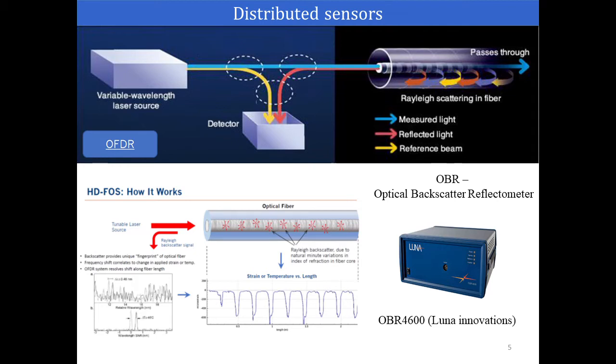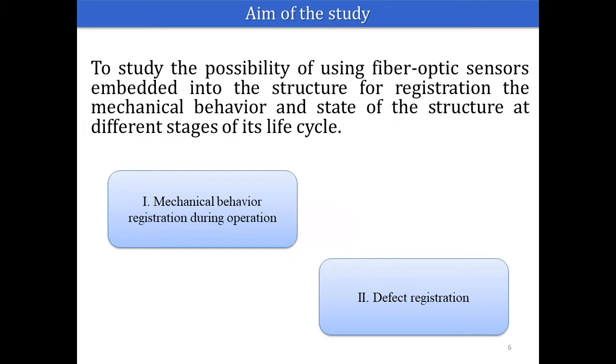The incident light wave is a quasi-continuous wave whose frequency varies linearly with time. The Fourier transform of the backscattered signal corresponds to a temporal trace of the intensity of the backscattering. In this work, an optical backscatter reflectometer by Luna Innovations was used to carry out distributed measurements. The report will be divided into two parts. Firstly, the mechanical behavior registration during operation will be taken into account, and secondly, the defect registration using FOS will be shown.